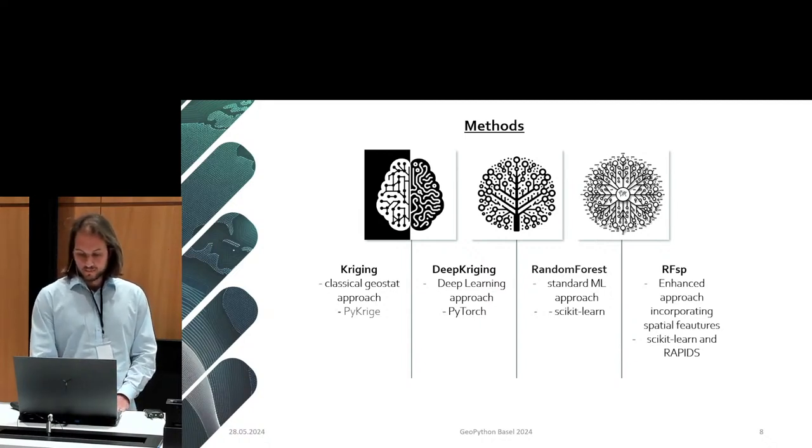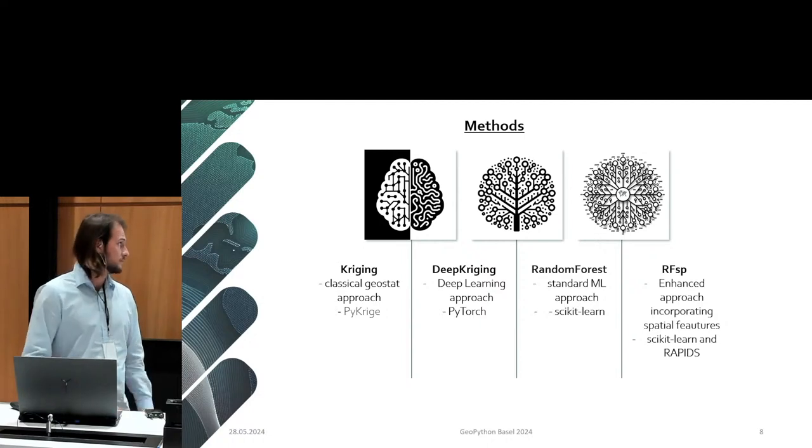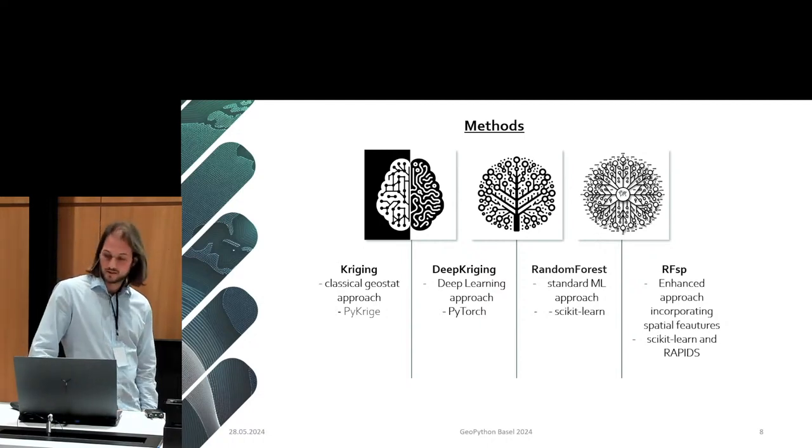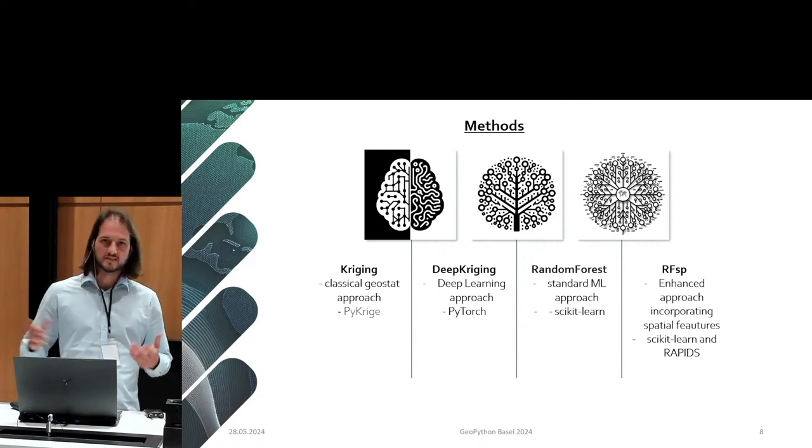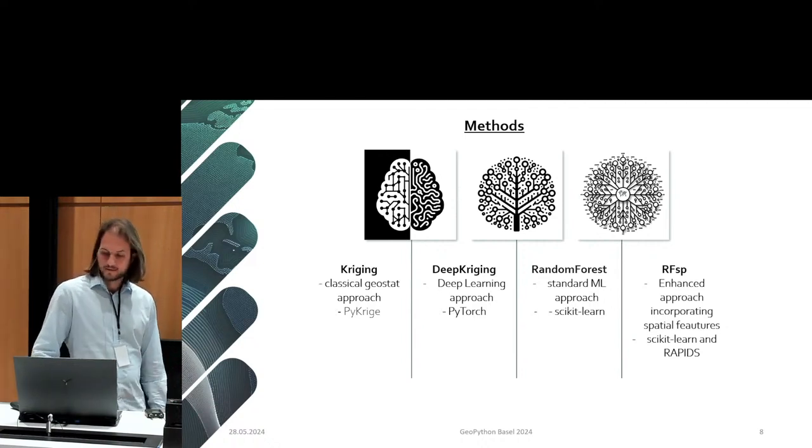A little bit more advanced is then the random forest spatial prediction approach, where we essentially used spatial features, which are just distances between points. And this is based on the idea from Hengl et al. I don't know if you heard of him.